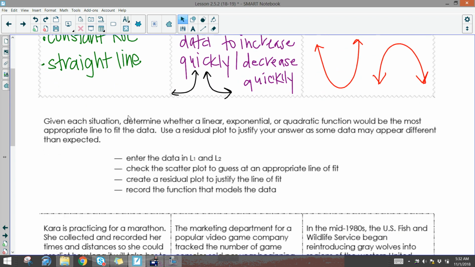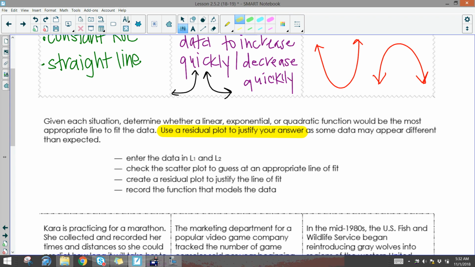It says, given each situation, determine whether a linear, exponential, or quadratic function would be the most appropriate line to fit the data. Use a residual plot to justify your answer, as some data may appear different than expected. You guys, this is really important. Lines of best fit, you guys have been doing that for a while. That was a Math 1 topic. This is really the important part.